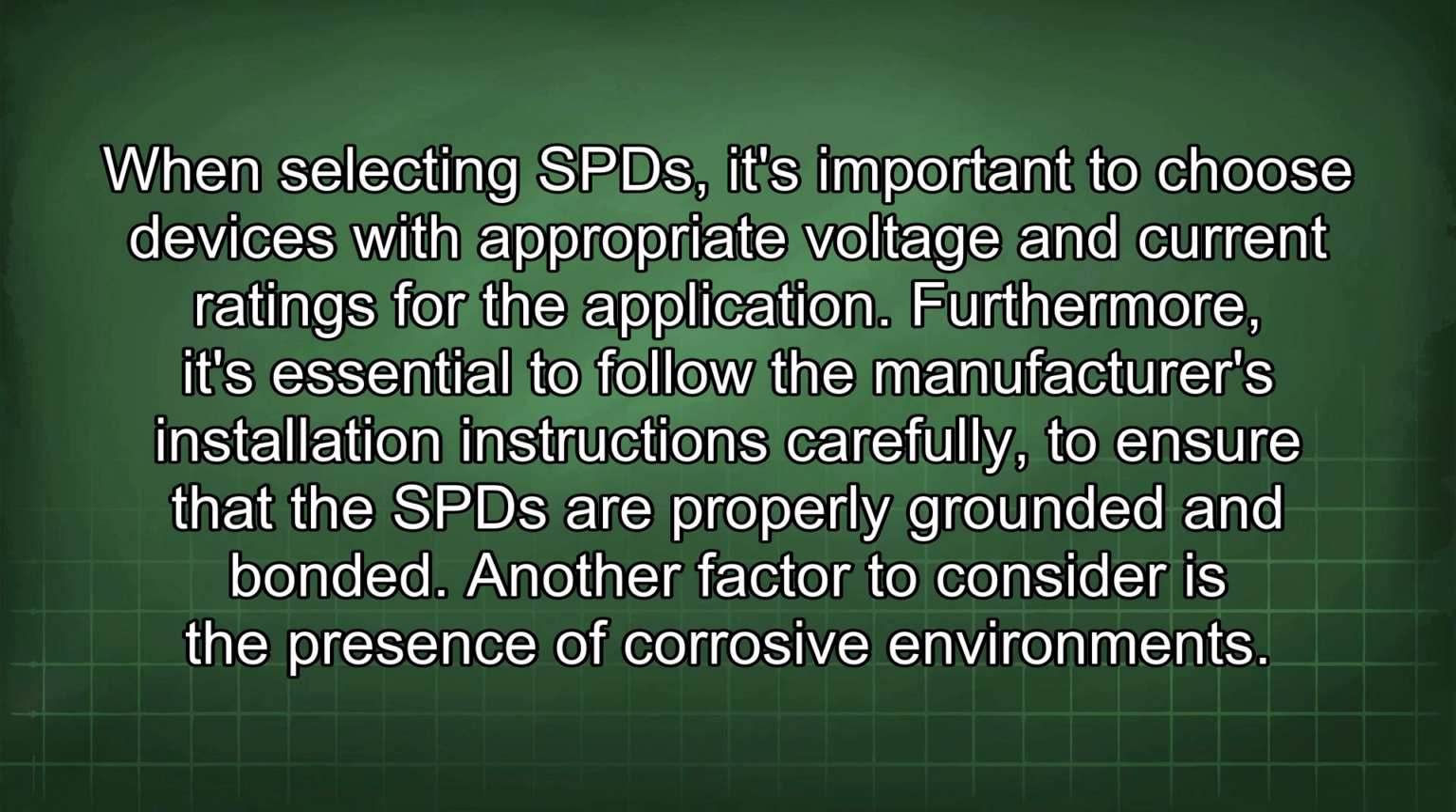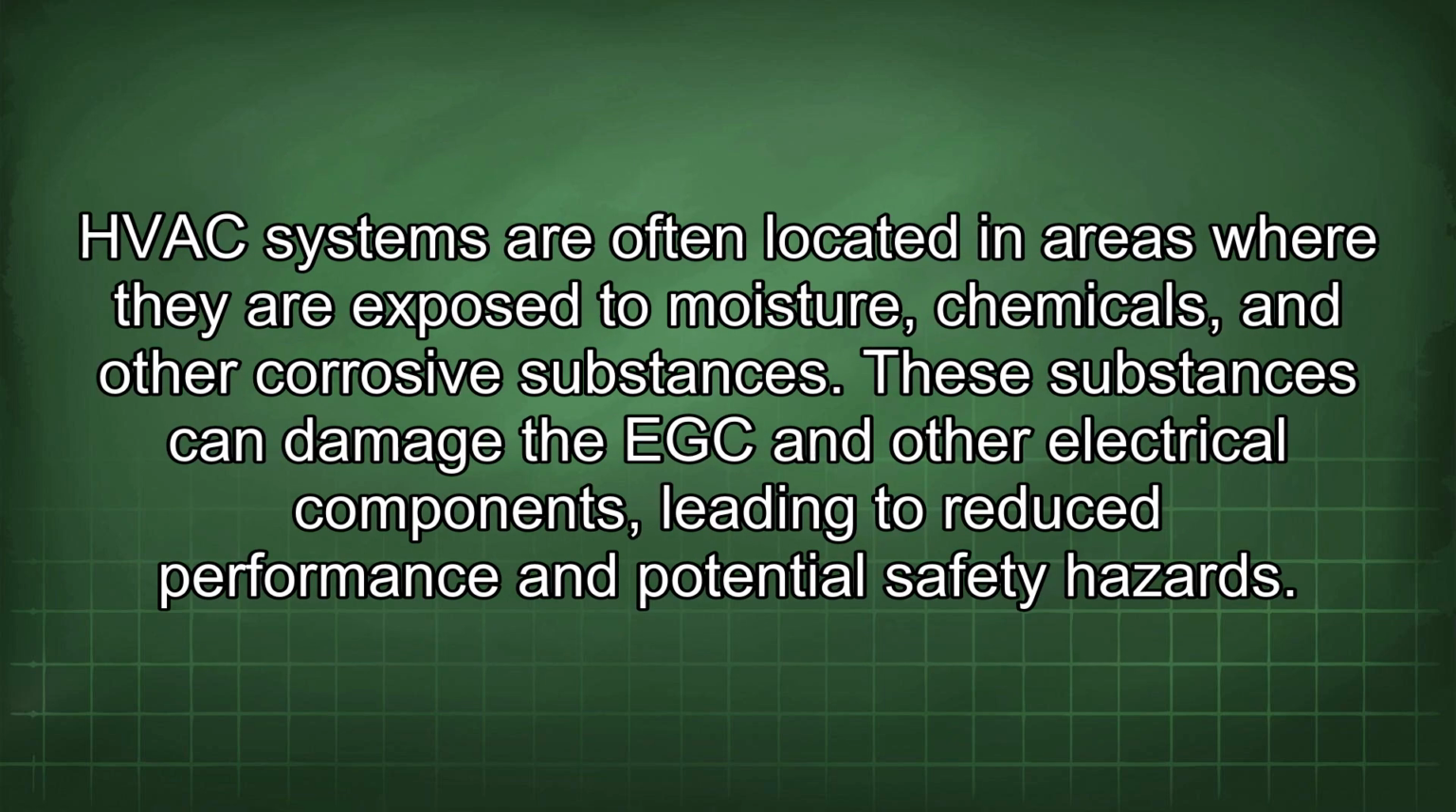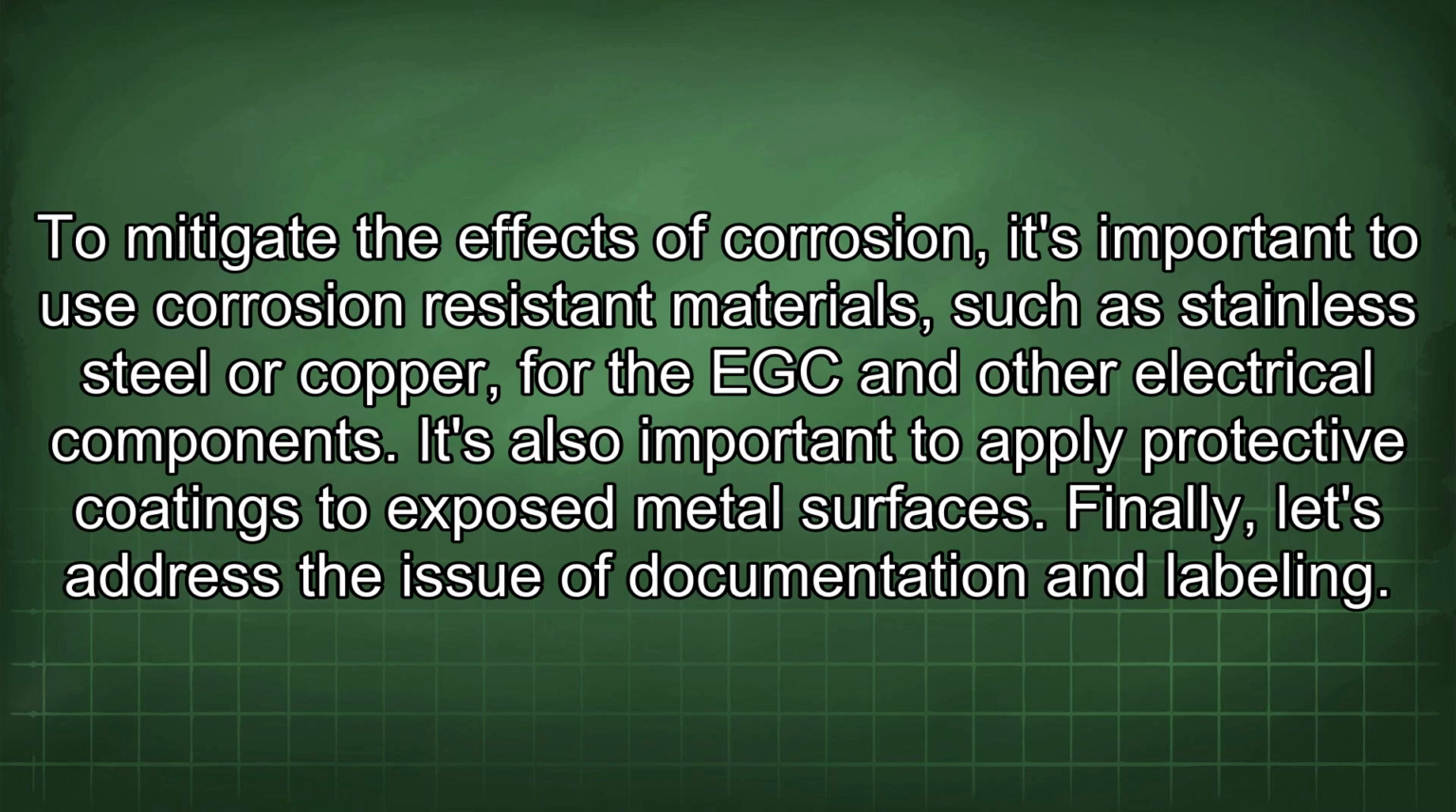Another factor to consider is the presence of corrosive environments. HVAC systems are often located in areas where they are exposed to moisture, chemicals, and other corrosive substances. These substances can damage the EGC and other electrical components, leading to reduced performance and potential safety hazards. To mitigate the effects of corrosion, it's important to use corrosion-resistant materials such as stainless steel or copper for the EGC and other electrical components. It's also important to apply protective coatings to exposed metal surfaces.